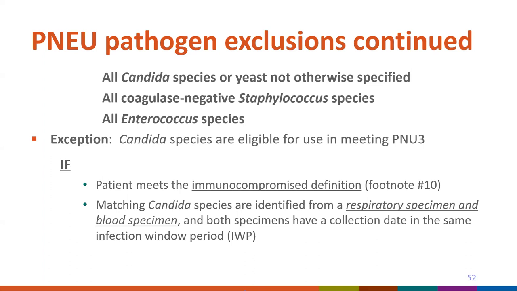The only exception to these pathogen exclusions is when meeting new3 for immunocompromised patients. In that situation, if there is a matching Candida species isolated from both a respiratory specimen and a blood specimen, and these two cultures can be used to meet the new3 definition, then Candida is an available pathogen. Otherwise, Candida is only an eligible pathogen when isolated from lung tissue or pleural fluid.